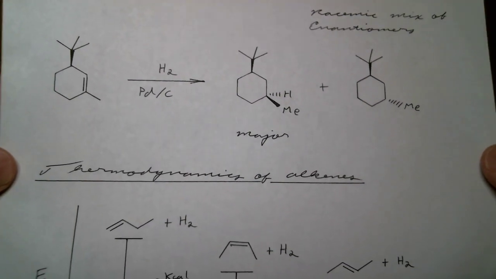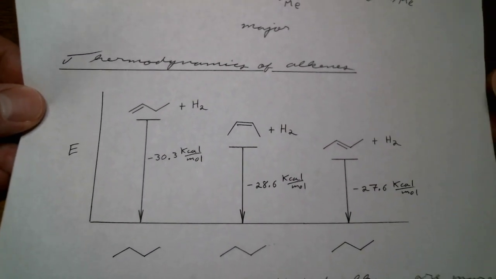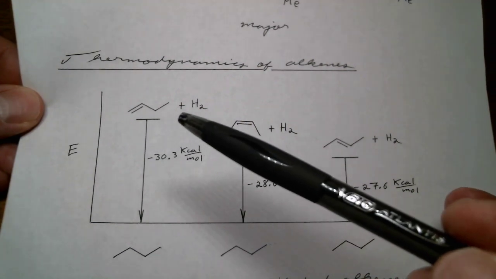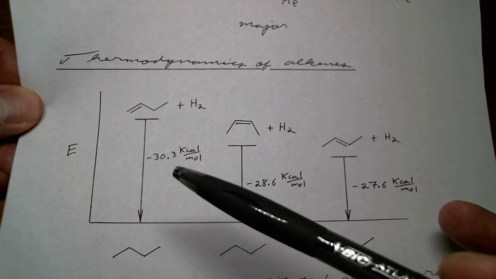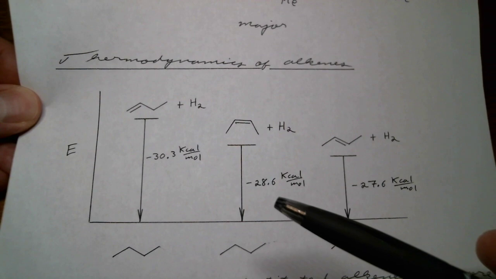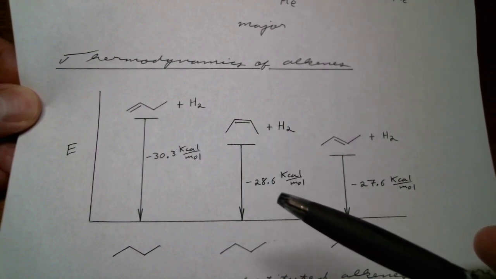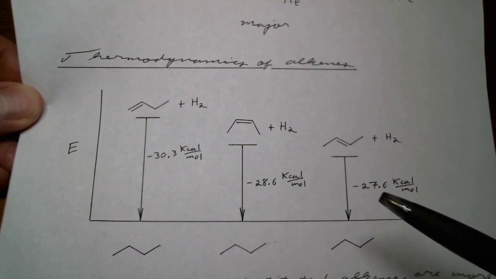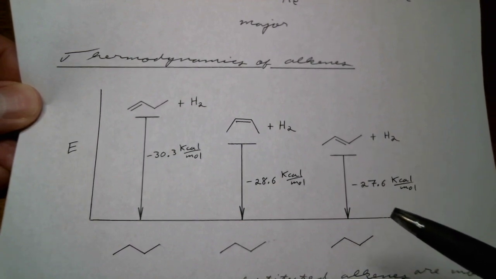Something that's pretty important to keep in mind concerns the thermodynamics of alkenes. Here we have 1-butene. We're going to hydrogenate it to butane. We get 30.3 kcal per mole out. Here we have cis-2-butene, and we hydrogenate it, and we only get 28.6 kcal per mole out. What about trans-2-butene? Even less energy comes out when we hydrogenate that. We get 27.6 kcal per mole out.